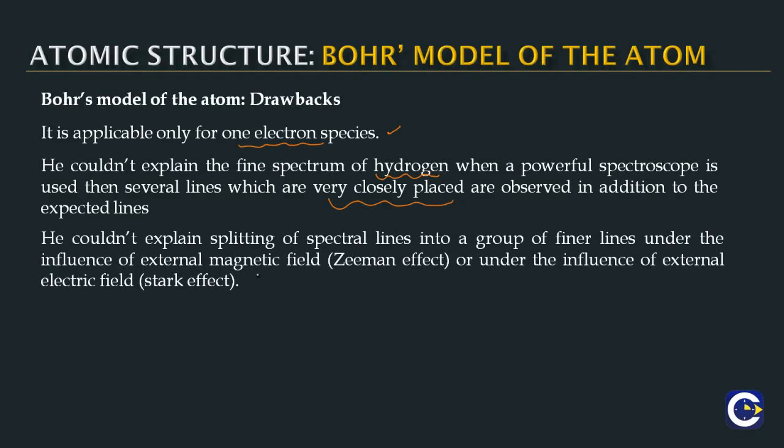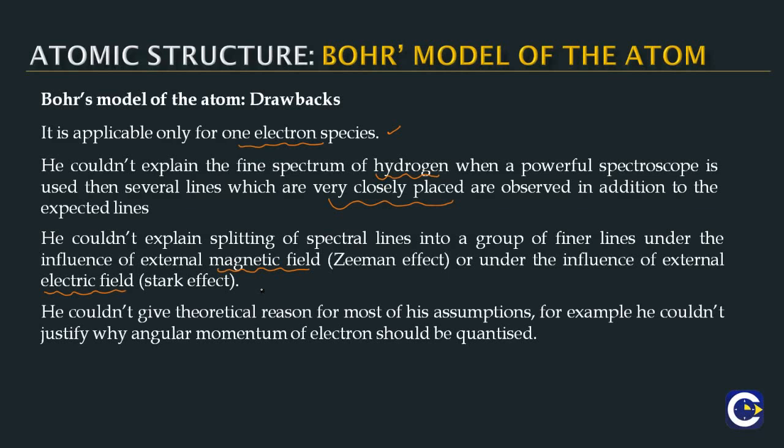And also one more interesting aspect is when the spectrum of any atom or element is studied using an external magnetic field, there is a splitting of the lines, and that is what we call the Zeeman effect. The same thing is observed even when an external electric field is applied, and that is called the Stark effect. So the splitting of spectral lines under the influence of magnetic field and electric field is one more area that Bohr's model could not explain.